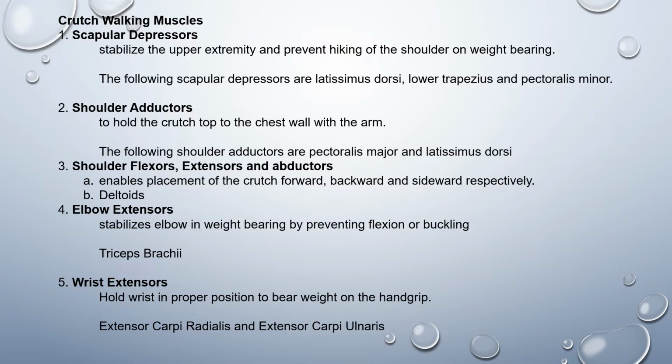Saan ba yung extensor carpi radialis? So sa wrist nyo po. Sa wrist nyo po makikita. Then, di ba, radio ulna? You have your radius, then the ulna. Then in your folds sa wrist, yun po yung wrist extensors. From the word wrist. Okay.